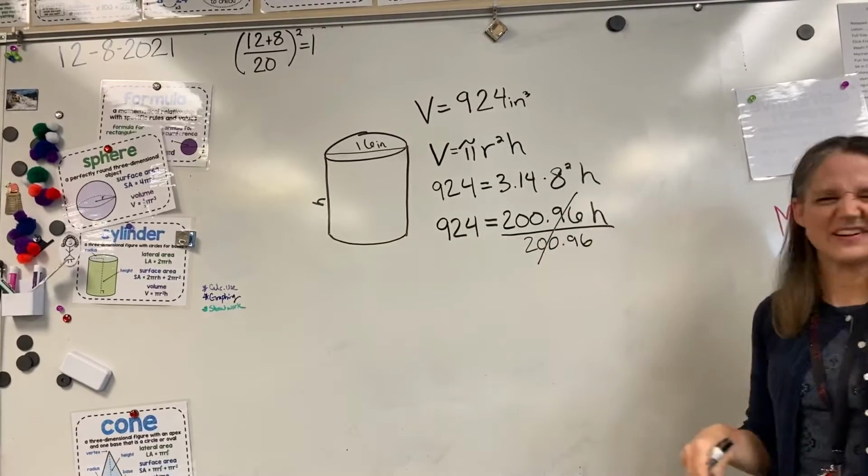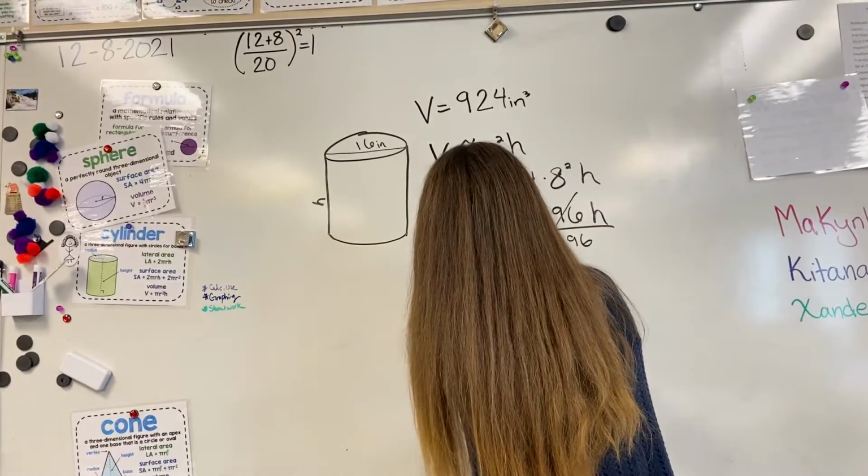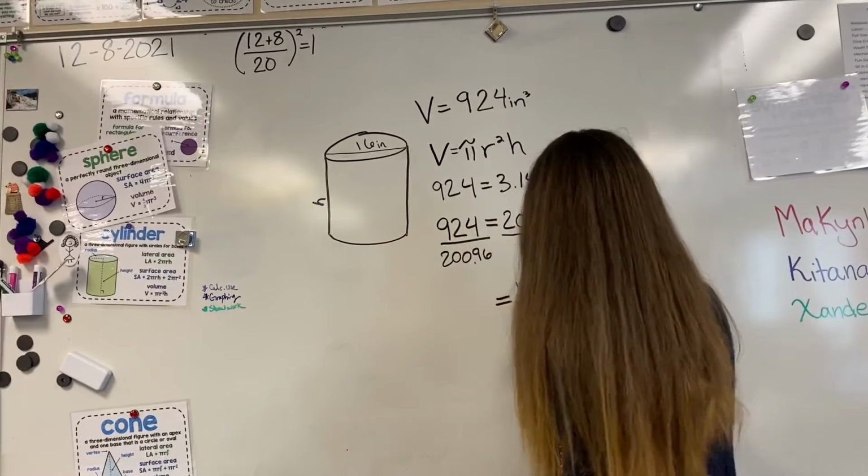Those cancel. I love doing that. And then this is divided by 200.96. I can't do that math in my head. What's 924 divided by 200.96?